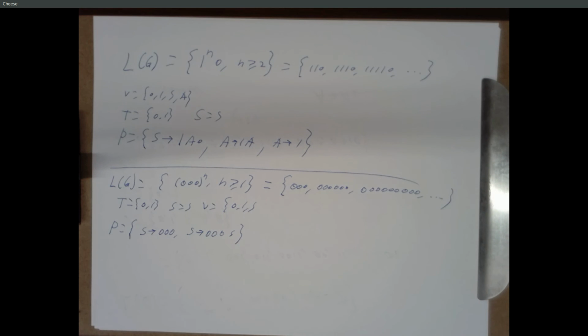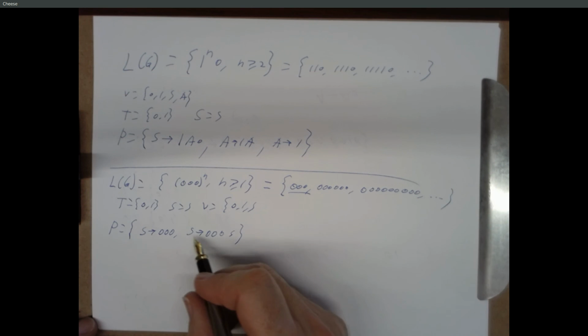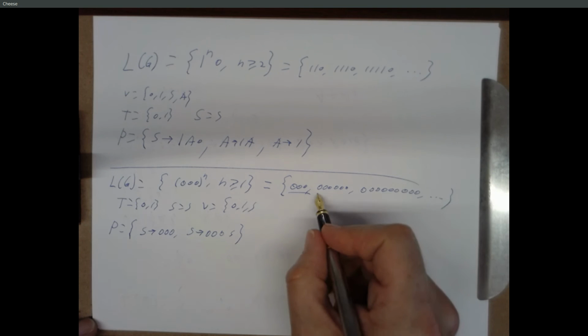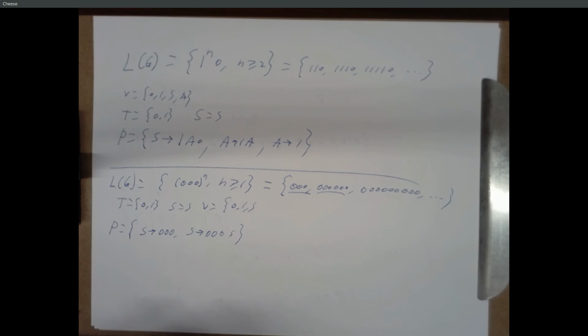So our start symbol can go to 000, that's our first word. Or it can go to 3 zeros followed by an S. And if that second S is 3 zeros, it gives us this. So S is some collection of multiple of 3 zeros. So you can reintroduce the start symbol. Yeah, the start symbol is just a plain old symbol.